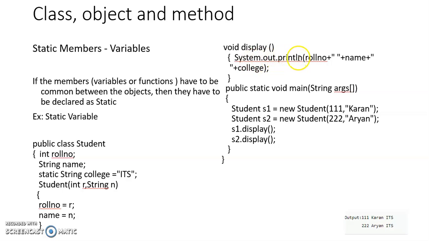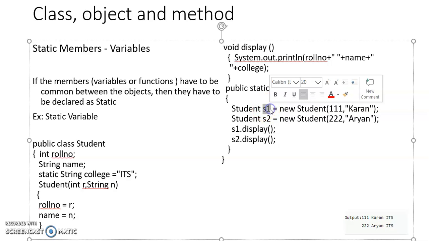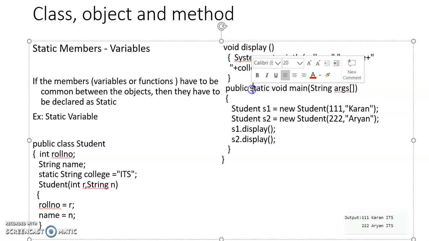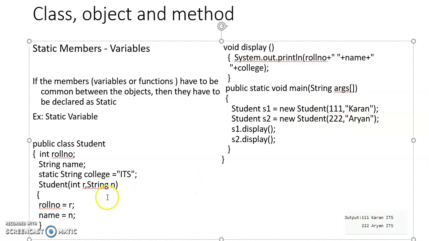So System.out.println(rollNumber + " " + name + " " + college) when it is declared. Now you're having a constructor being called over here, and an object is being created in the main function. So you have s1, which is the object, and it is running this constructor Student(111, "Karan"). So basically if you look over here, what would that become?